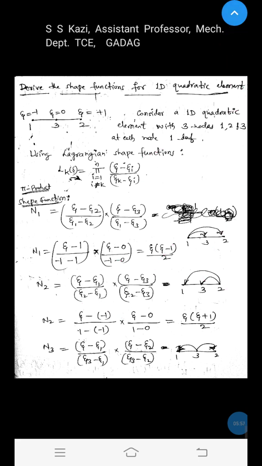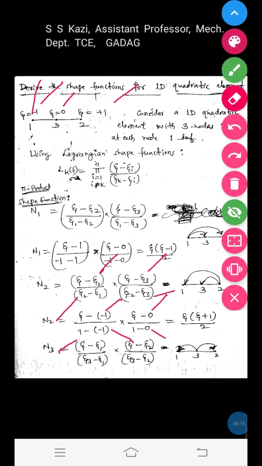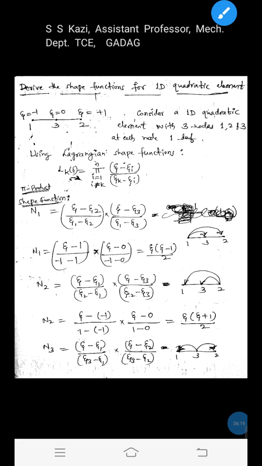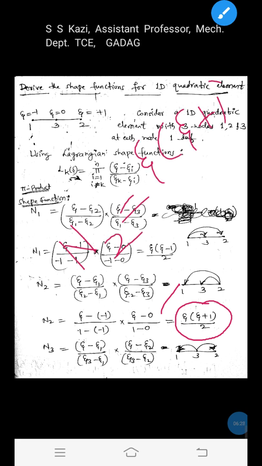Like this you write. After that you substitute the values of the natural coordinates: zeta 1 as minus 1, zeta 3 as 0, and zeta 2 as plus 1. Likewise, you substitute all the natural coordinate values into this N2 equation. We will get zeta into zeta plus 1 by 2. Therefore we got N2 as zeta into zeta plus 1 divided by 2. That is the shape function at node 2.